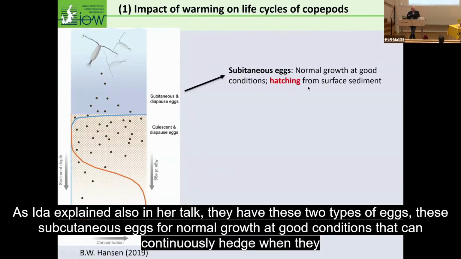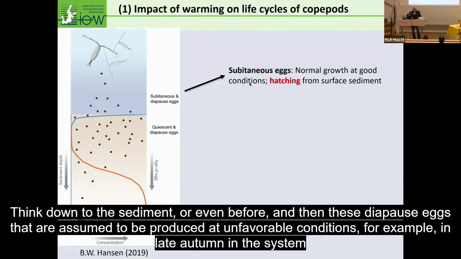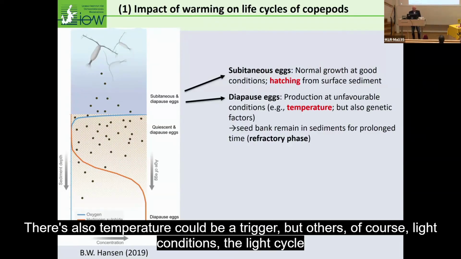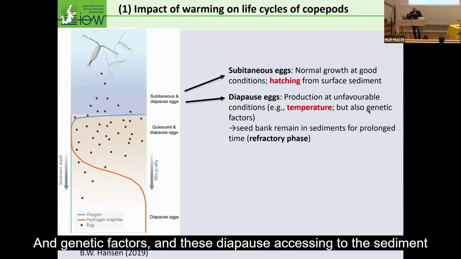As Ida explained also in her talk, they have these two types of eggs: these subitaneous eggs for normal growth at good conditions, that can continuously hatch when they sink down to the sediment or even before. And then these diapause eggs that are assumed to be produced at unfavorable conditions, for example, in late autumn in a system. There's also temperature could be a trigger, but others, of course, the light conditions, the light cycle, and genetic factors.